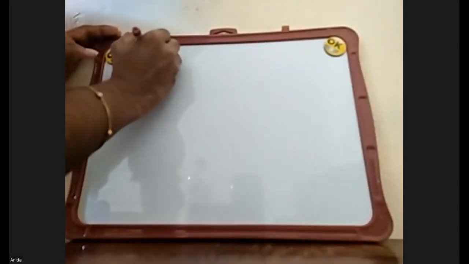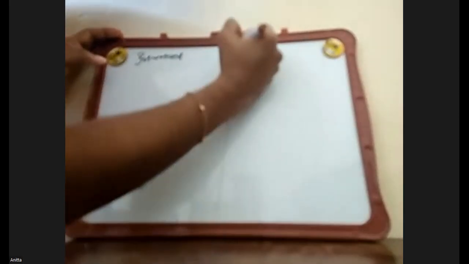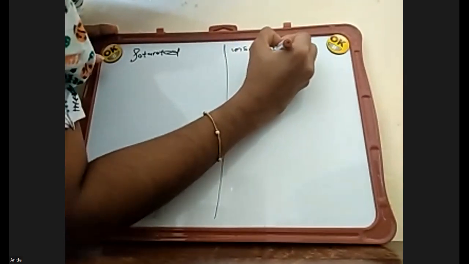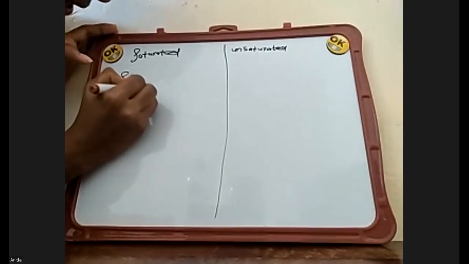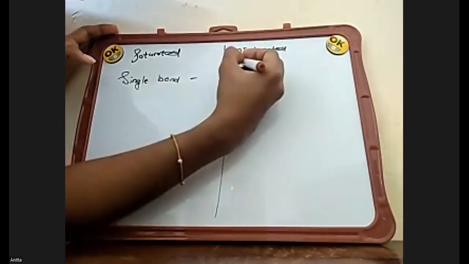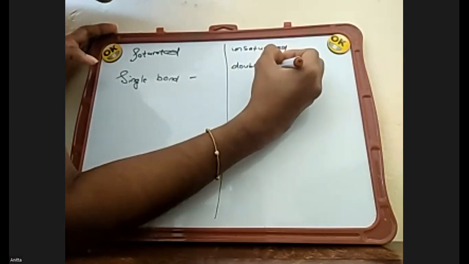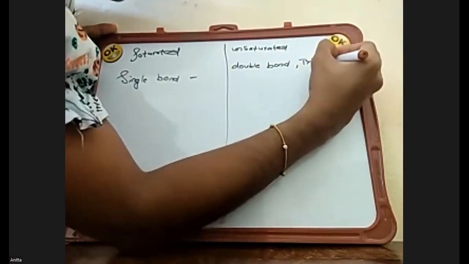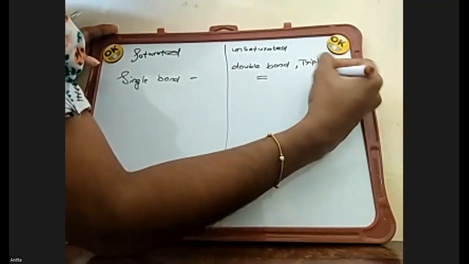Saturated and unsaturated. In saturated hydrocarbons, we have a single bond. A single bond we show as a single line. In the unsaturated condition, we have a double bond, or a triple bond. In a double bond, we show a double line, and in a triple bond, we show a triple line.